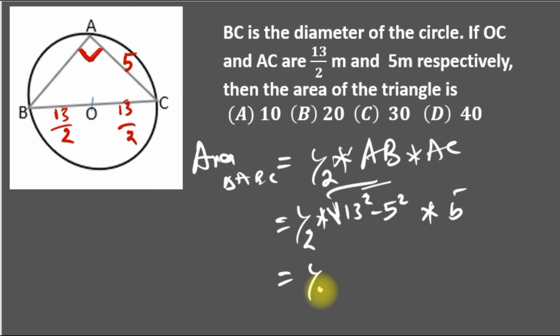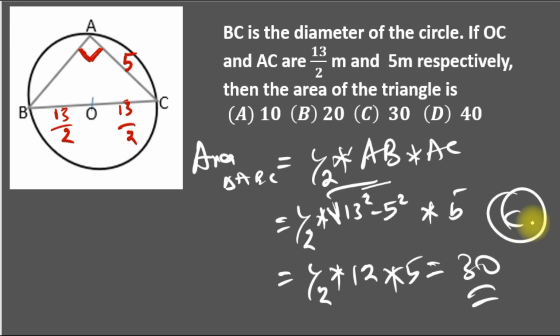So which is half times, this should be 12, because this is 169 minus 25, which is 144. The square root of that is 12, times 5. So the answer is 6 times 5. The answer is the third option, C.